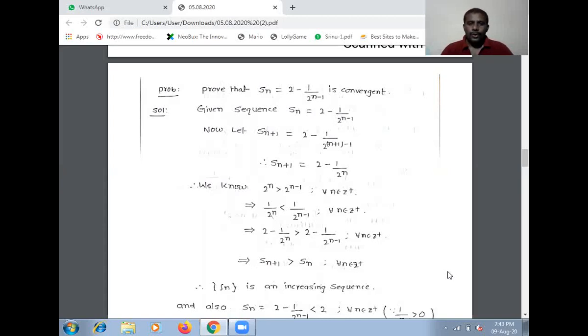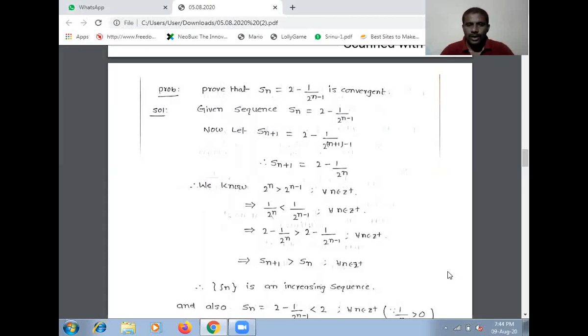But we know for all n belongs to z plus, 2 to the power of n is always greater than 2 to the power of n minus 1. Here 2 to the power of n minus 1 is one of the terms in Sn, and 2 to the power of n is one of the terms in Sn plus 1. That's why I am taking the relation between 2 to the power of n and 2 to the power of n minus 1: 2 to the power of n is greater than 2 to the power of n minus 1 for all n belongs to z plus.